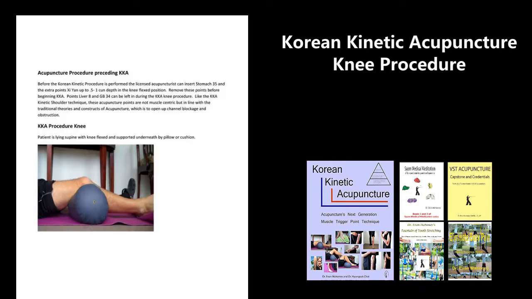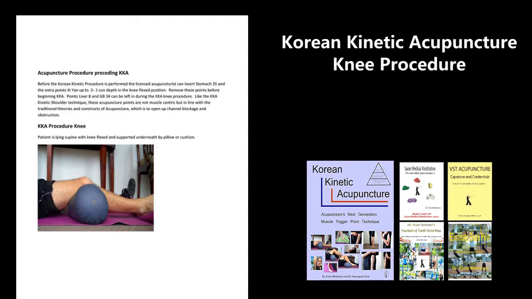Before the Korean kinetic procedure is performed, the licensed acupuncturist can insert stomach 35 and extra Jian up to 0.5 to 1 chun depth in the knee flexed position. This goes right into the cavity of the joint, and it can help with the fluid retention of the joint or stimulation of lubrication of the joint. Remove these points before beginning the Korean kinetic acupuncture technique. Points liver 8 and GB 34 can be left in during the kinetic acupuncture procedure.